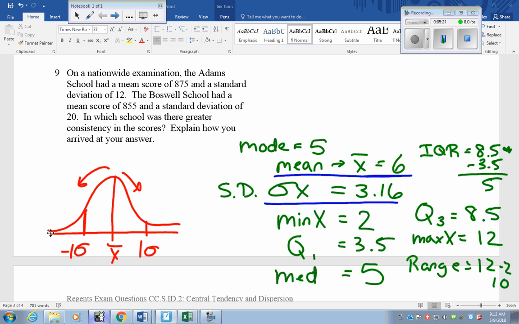So they're asking which school has a greater consistency in the scores. What that means is the mean doesn't really matter. The mean is just the average. The standard deviation tells us the consistency. So in this case, the smaller the standard deviation of x, that would mean the scores are more consistent.